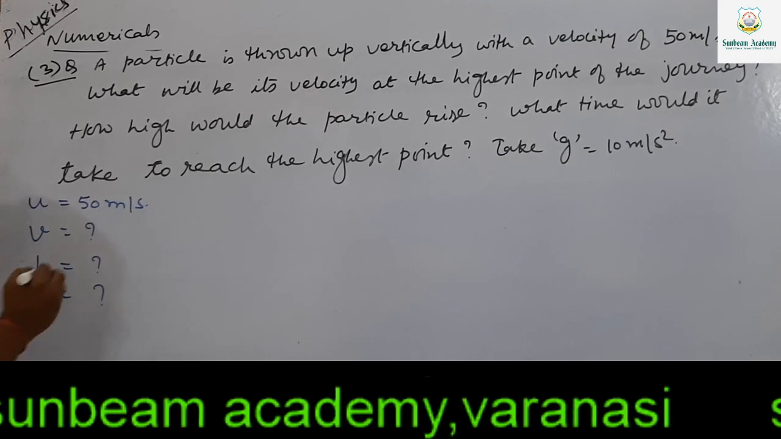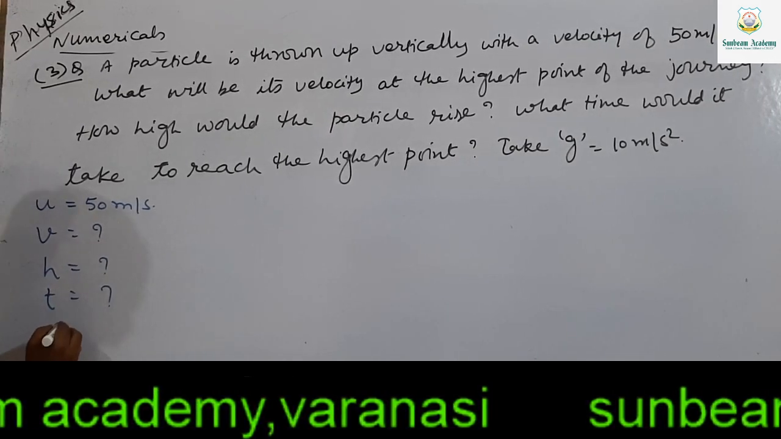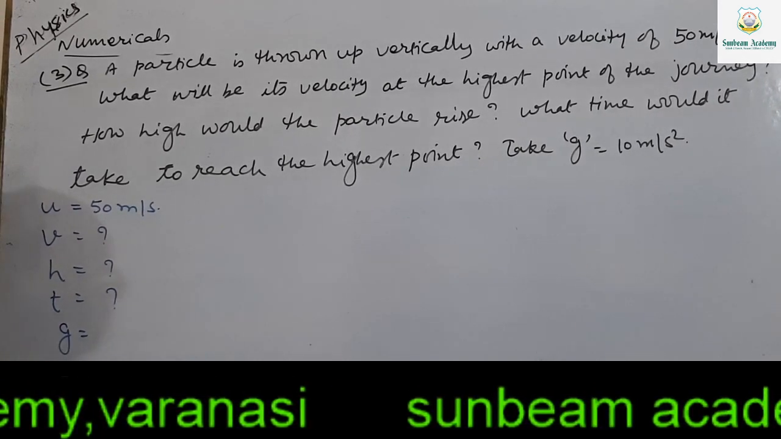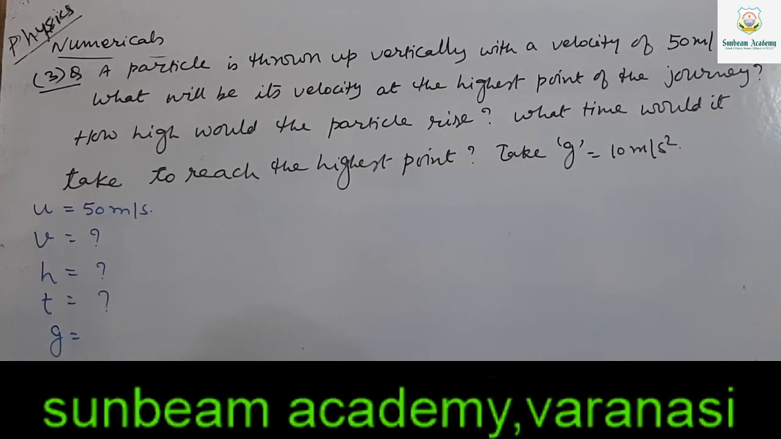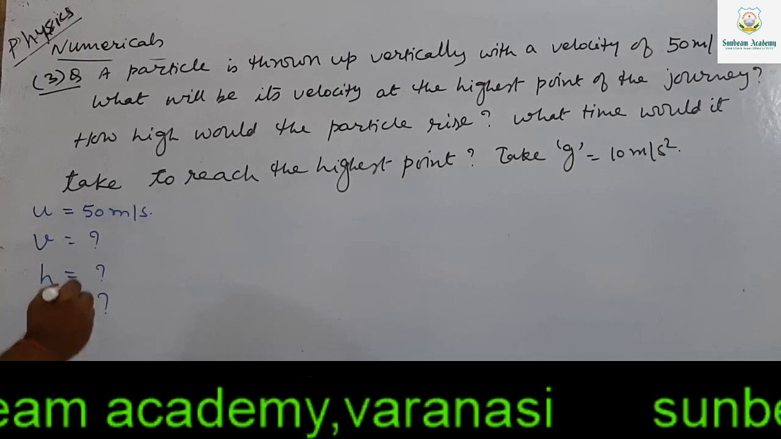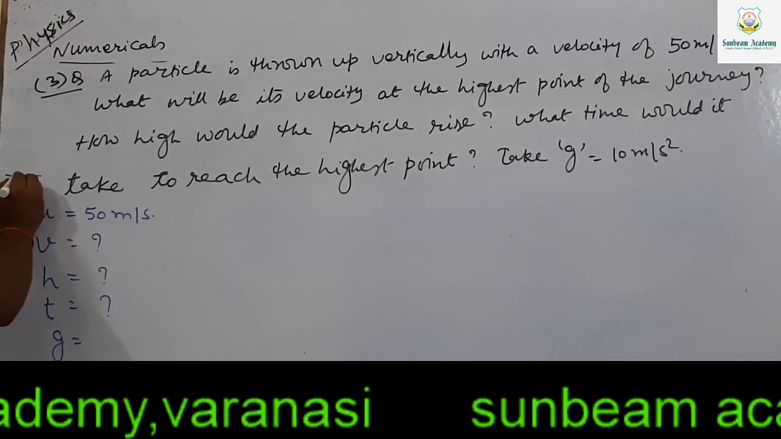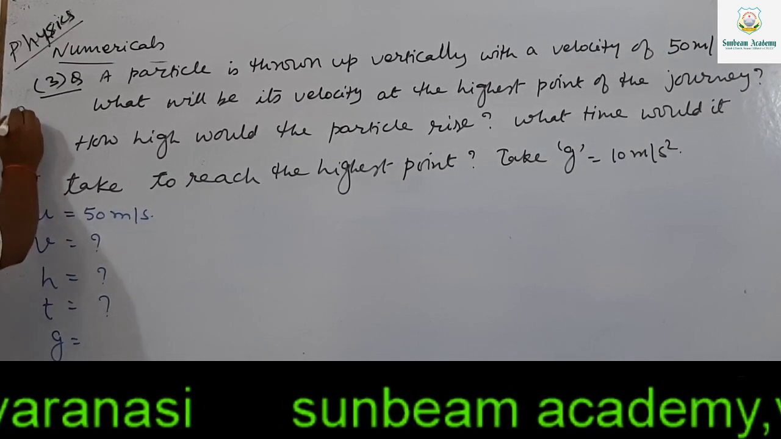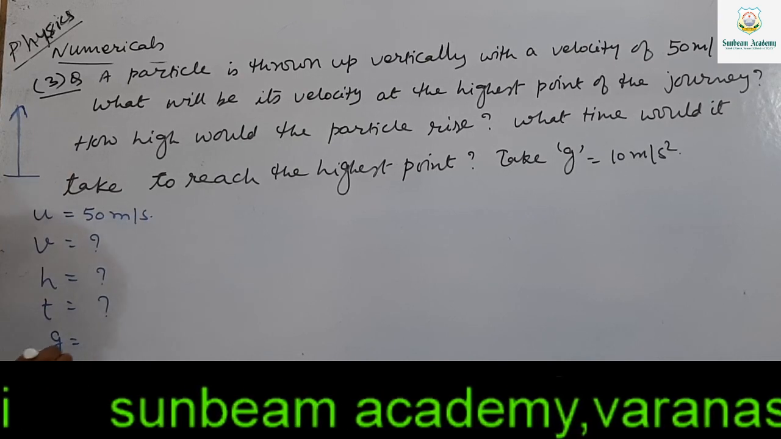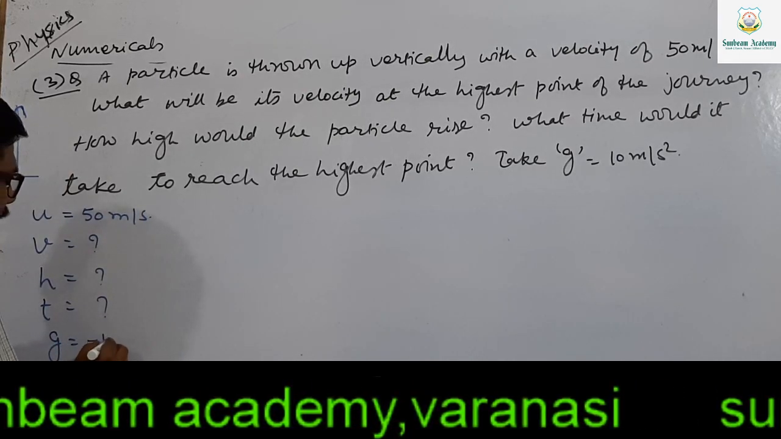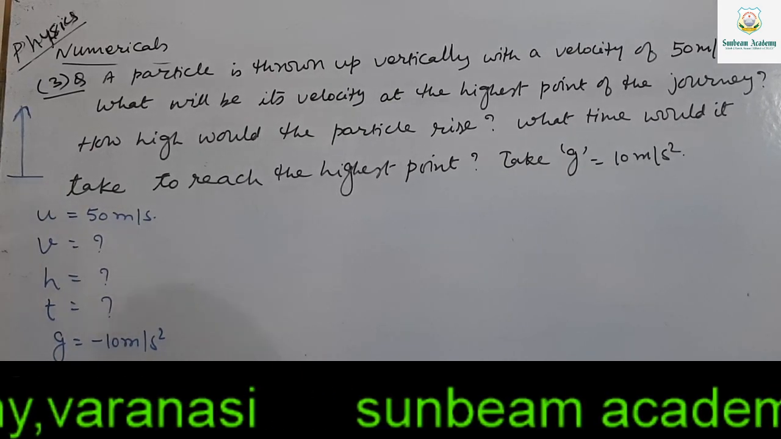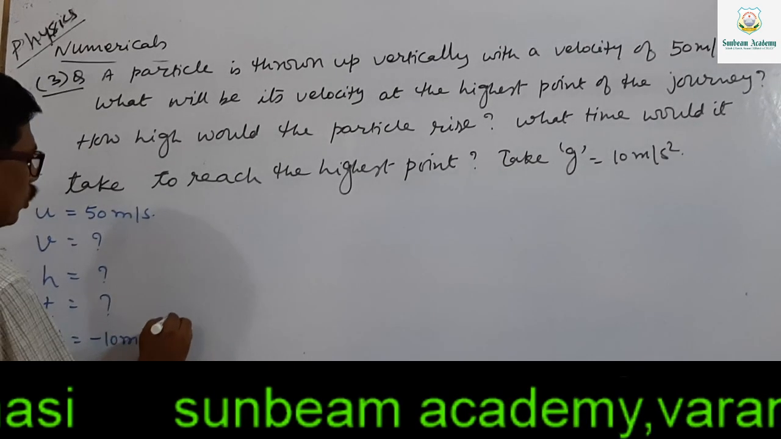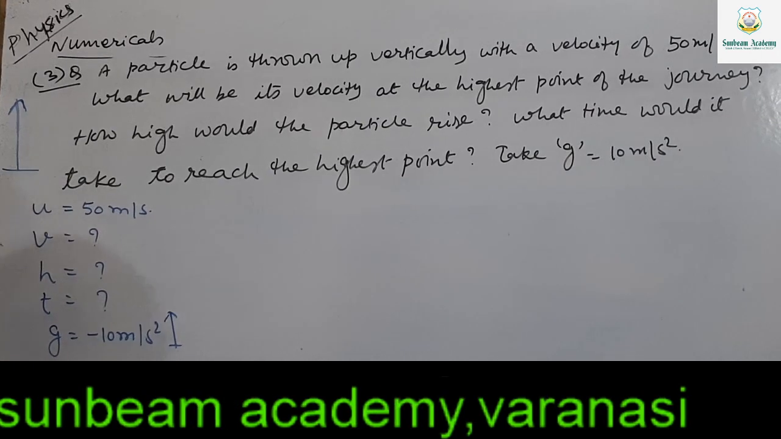Now, g, the value of small g is given as 10 meter per second square. And since I have already told you that when the particle is thrown against gravity, from bottom to upward, here we will write the value of g as -10 meter per second square, because the particle is thrown vertically upward.